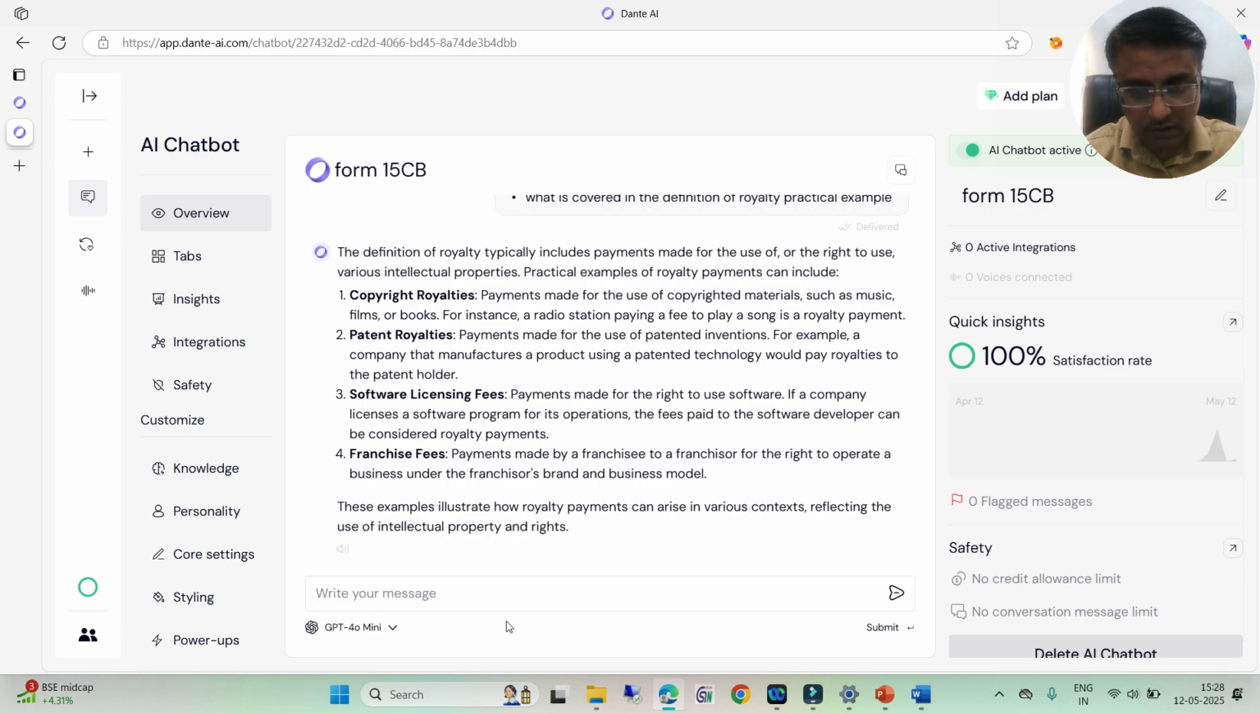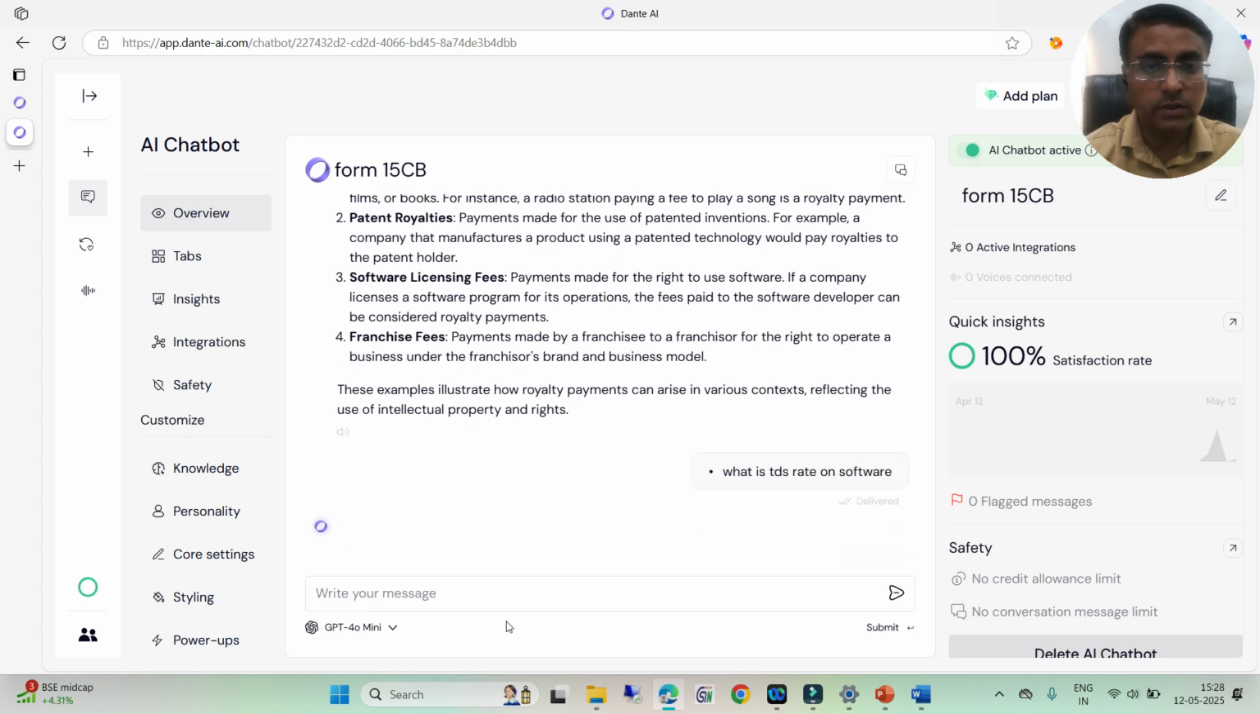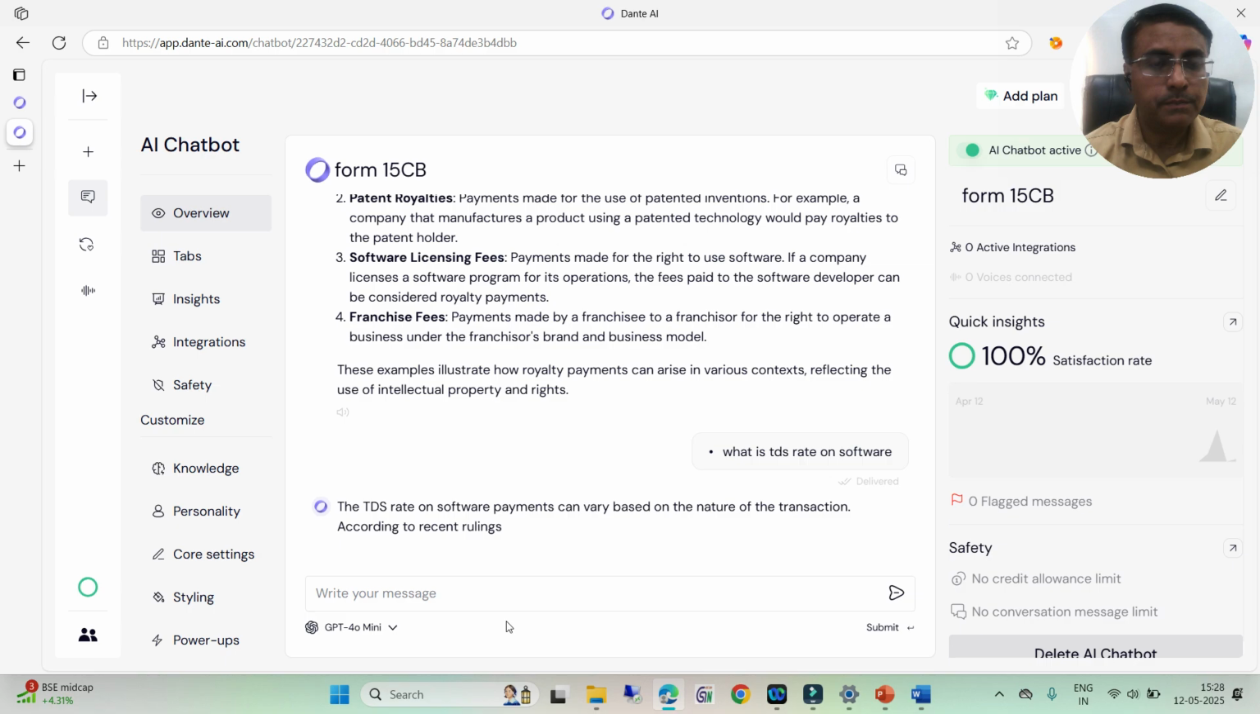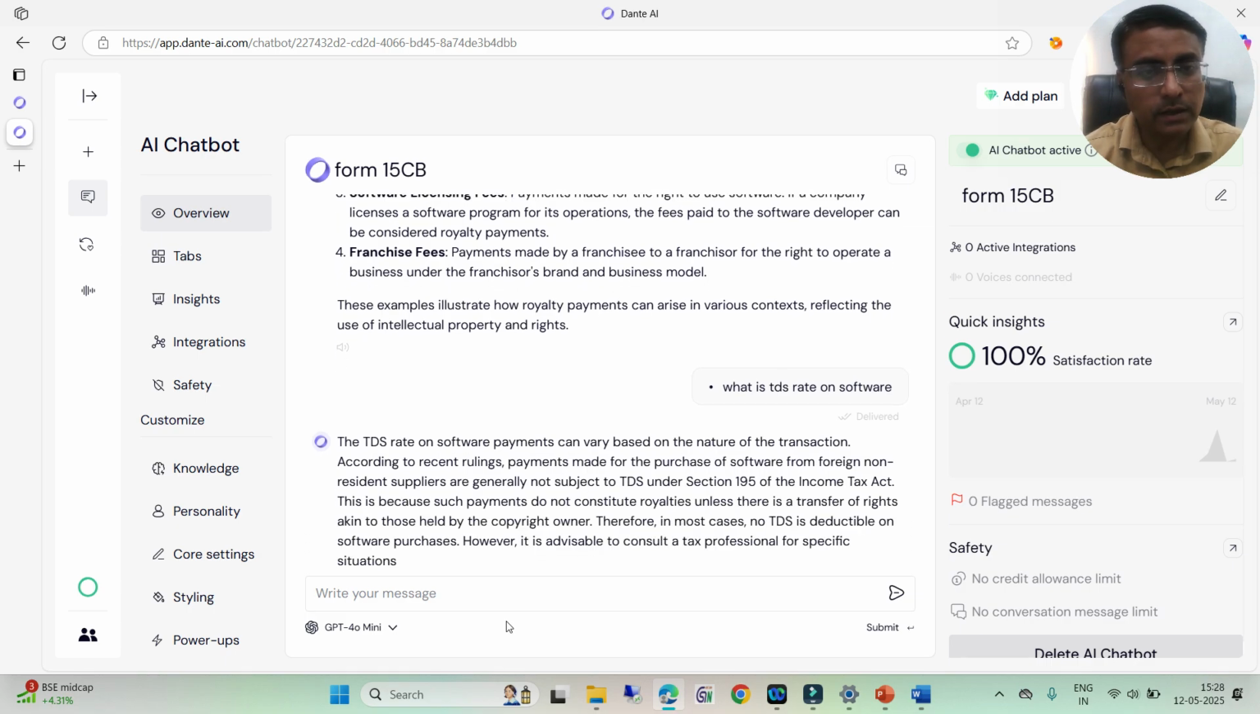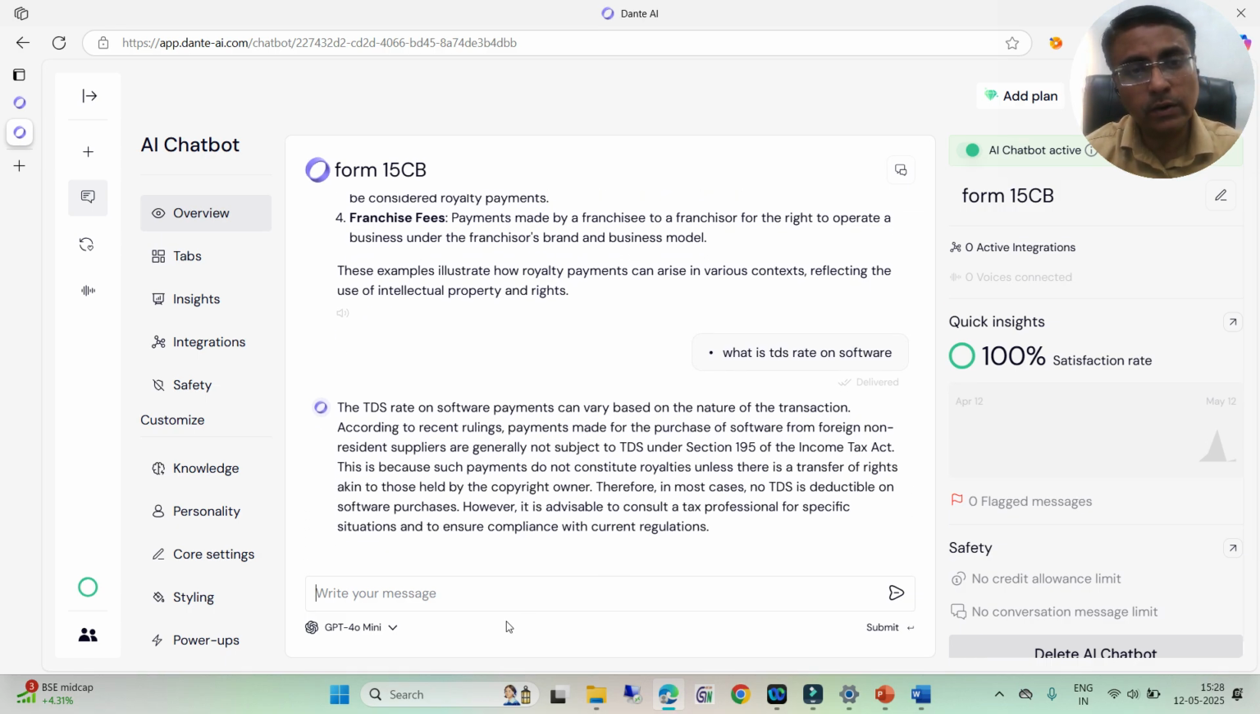I put this question here because software is always challenging. Software is taxable if your foreign non-resident entity has a PE in India. Otherwise, it is not an IPR, intellectual property right, transaction. It is simply a sale and purchase business transaction, and it is not liable to tax.